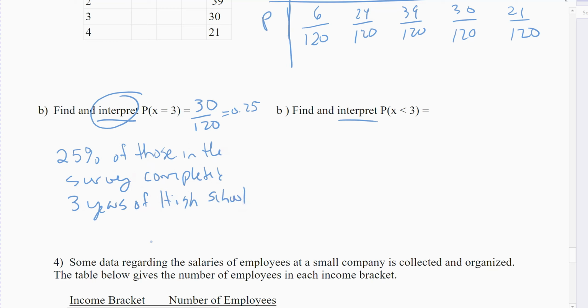Right, that's what it means. There's a probability of 0.25, 25%. The new part is using the math notation. So same thing here. Probability x is less than 3.